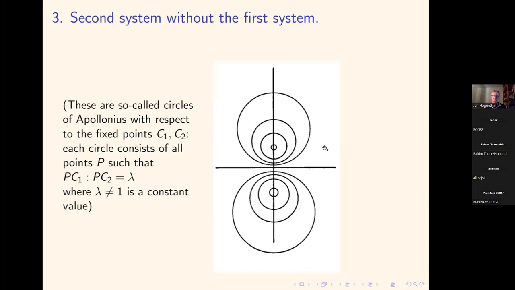For those of you who know some geometry, it's also possible to define the second system without the first system. You take the two fixed points and you look at what are called circles of Apollonius with respect to the two fixed points. Each of these circles consists of all points P such that the distances to the two fixed points have a constant ratio. So you take a circle, you look at this distance and that distance, and the two distances are in a fixed ratio for all points on this circle.